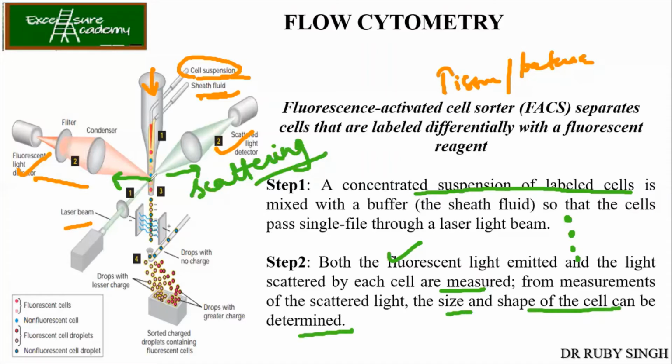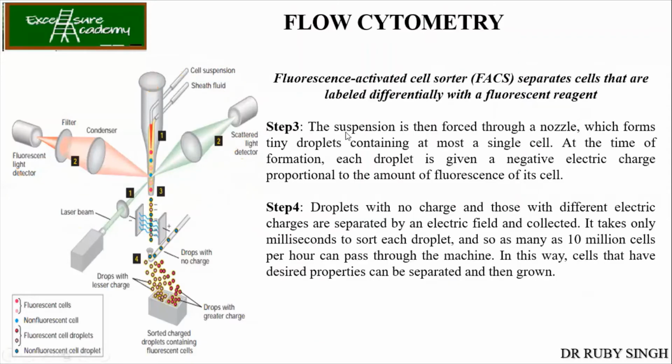Okay. Now, it has been passed over here. Now, what is happening is, it is giving certain charges. Okay. Yes. So, let's come over here. Now, the suspension is then forced through the nozzle, which forms tiny droplets containing one single cell. Okay. At the time of formation, each droplet is given a negative charge, which is proportional to the amount of fluorescence of its cell. This is also important to understand. Whenever it is passing through the nozzle, each droplet, that is, each droplet means one particular cell is present.